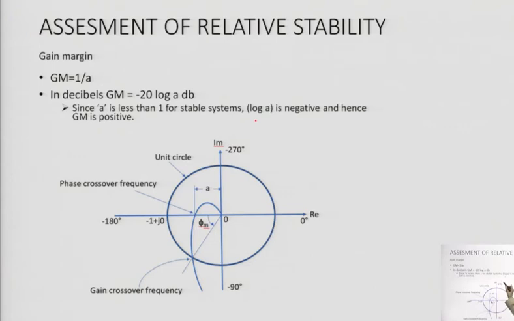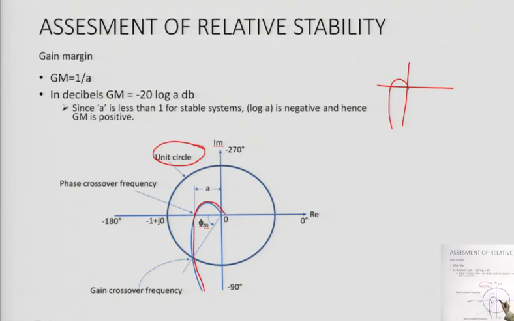Here, this is the imaginary axis and the real axis. In this we have drawn a unit circle. A unit circle means a circle having a radius of 1 and centered at the origin. Once we have drawn this unit radius circle, we have a polar plot, this part here.